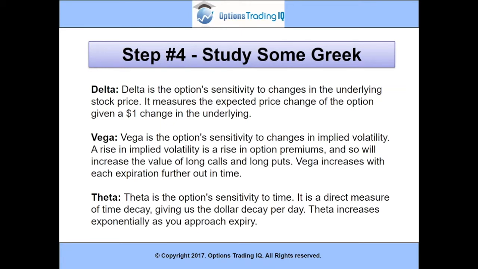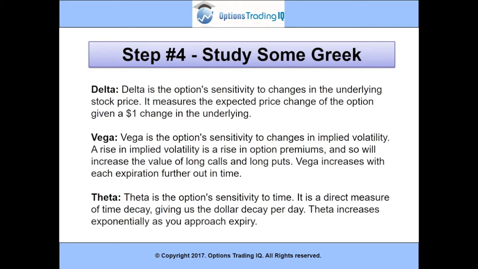Vega is the option sensitivity to changes in implied volatility. A rise in implied volatility means a rise in option premiums, and so will increase the value of long calls and long puts. Vega increases with each expiration further out in time. Okay, so you go further out in time, you've got a higher Vega exposure, a higher exposure to volatility, because the trade has a longer time period, the stock has a higher chance of making a big move in that time. So again, with Vega, you want to be short Vega when implied volatility is high. You want to be long Vega when implied volatility is low.